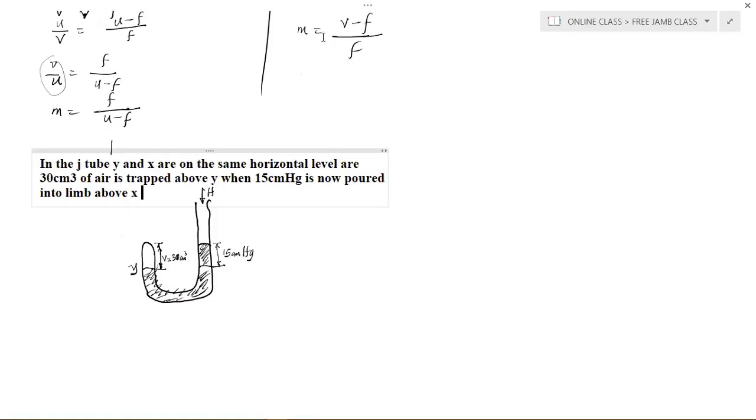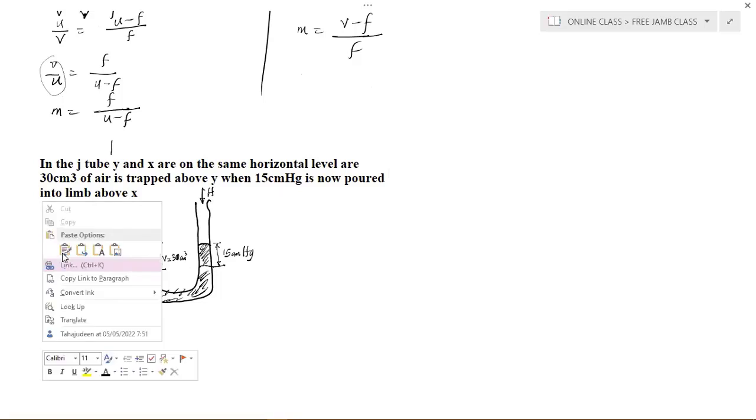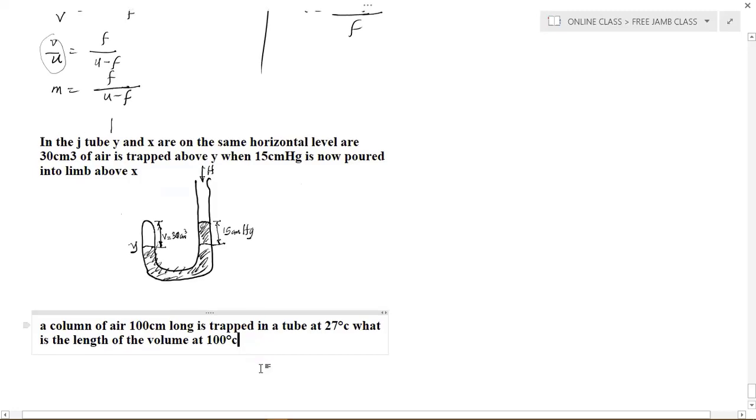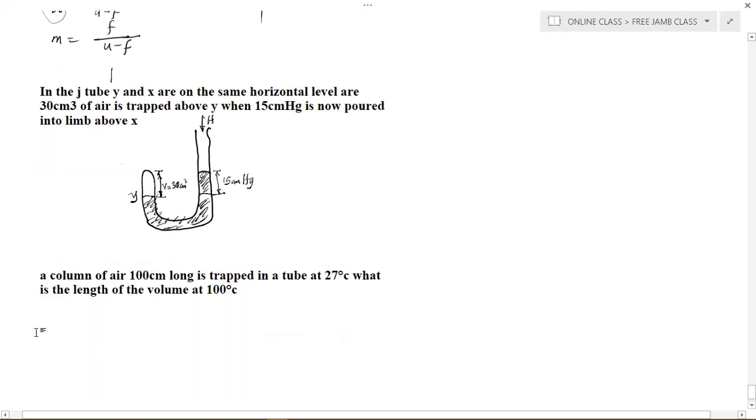No question at all. A column of air, that's the next question. We have about 5 minutes to end this class. A column of air 100 centimeter long is trapped in a tube. What is the length of the volume at 100 degrees? Okay, let me quickly solve this.